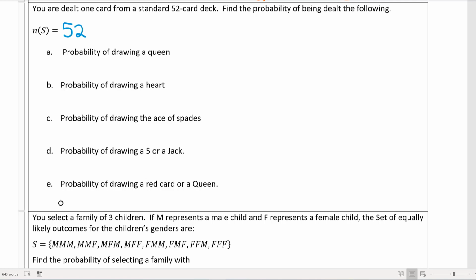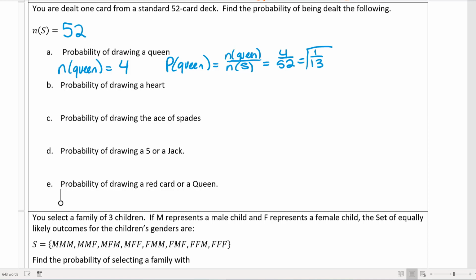Now we're going to try to find the probability of drawing a queen. So how many different queens are there in our 52 card deck? Well, we have 4 queens, one of each suit. So therefore the probability of drawing a queen is equal to the number of queens over the number of sample space, which is 4 over 52. Now if you take 4 over 52 and reduce it, you get 1/13. So the probability of drawing a queen is 1 out of 13.